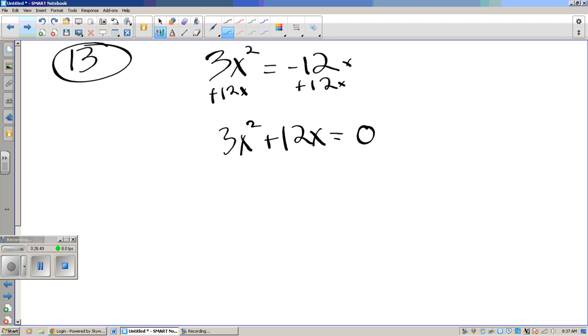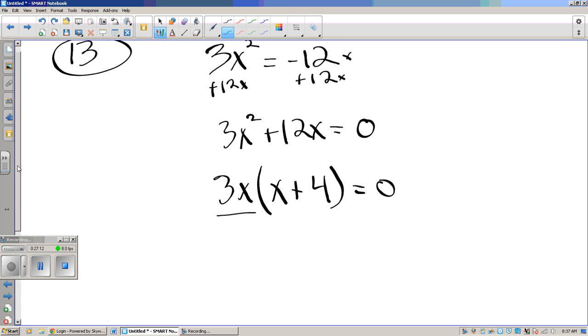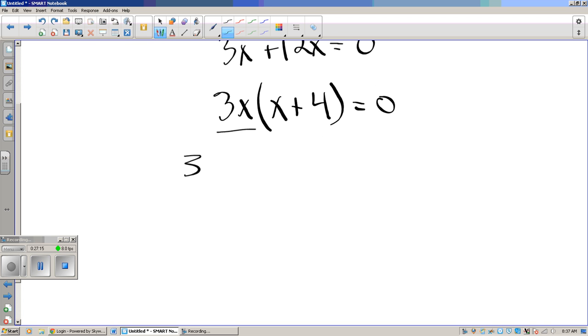And then we ask ourselves, is there a common factor in this? Brendan? Yeah, 3x. So if I factor out a 3x, I'm left with x plus 4 equals 0. So wherever we see a variable, we solve for 0. Using the zero product property, if anything times 0 equals 0, that would make it true. So 3x equals 0, and x plus 4 equals 0. We can see quickly x is going to equal 0 here. We subtract the 4 from both sides of the equation. x equals negative 4.